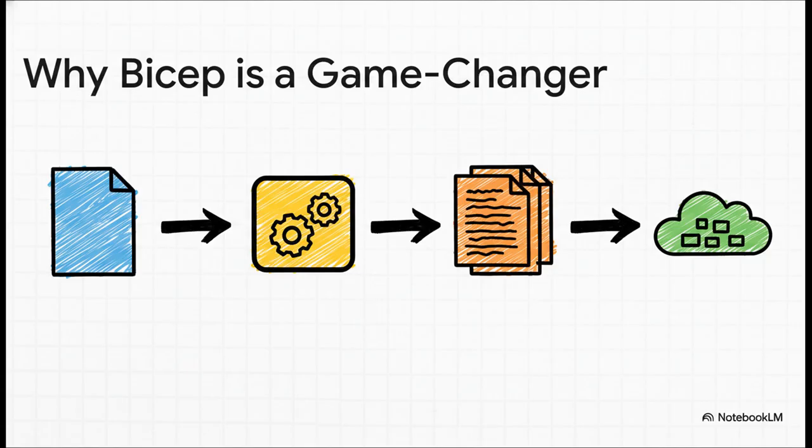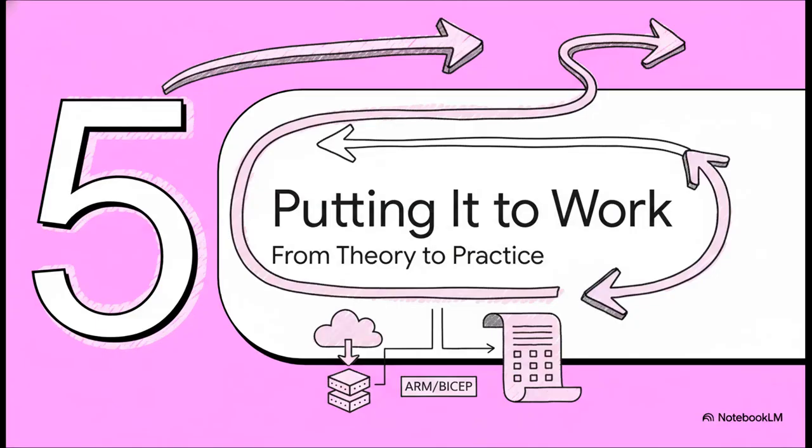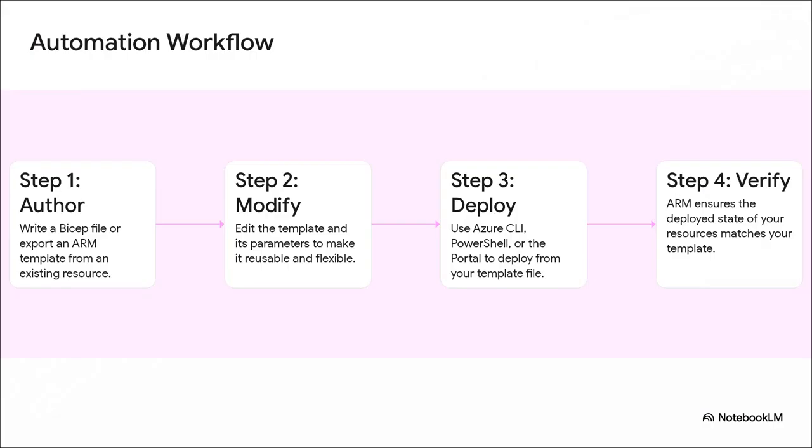Okay, so let's move from theory to practice. How does this all come together in a real workflow that you can actually use? You know, the process is actually pretty straightforward. A fantastic way to get started is to build something manually in the portal one last time, and then find the Export Template button. That'll give you the JSON, which you can then use as a starting point. From there, you clean it up, maybe turn it into Bicep, you make it more flexible with parameters, and then you use a command line tool to deploy it. Then Azure takes over and makes sure the cloud matches what's in your code.